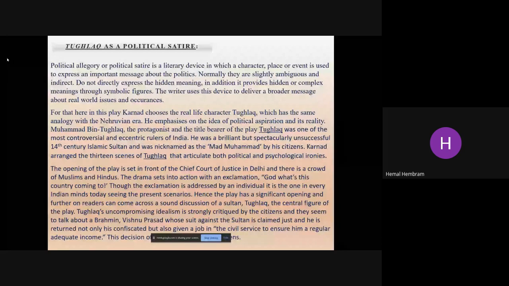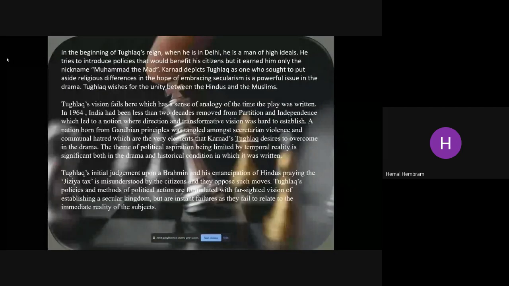In the beginning of Tughlaq's reign, when he is in Delhi, he is a man of high ideals. He tries to introduce reforms that would benefit his citizens. But it earned him only the nickname Muhammad the Mad. Karnad depicts Tughlaq as one who sought to put aside religious differences in the hope of embracing secularism, a powerful issue in the drama. Tughlaq wishes for unity between the Hindus and the Muslims.